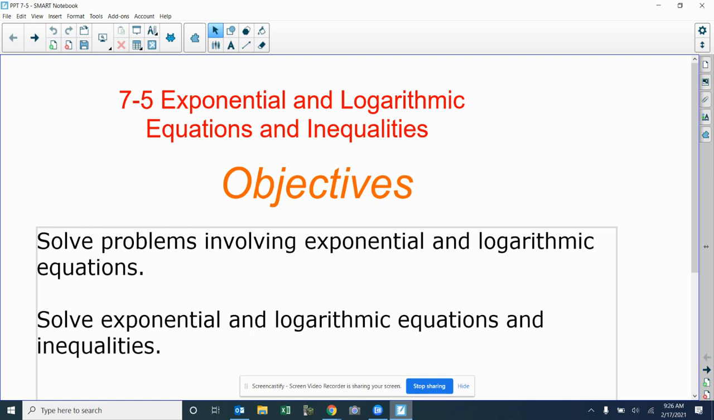All right. All the work we've done in 7.1 and 7.4 will culminate in today as we solve problems involving exponents and logs.